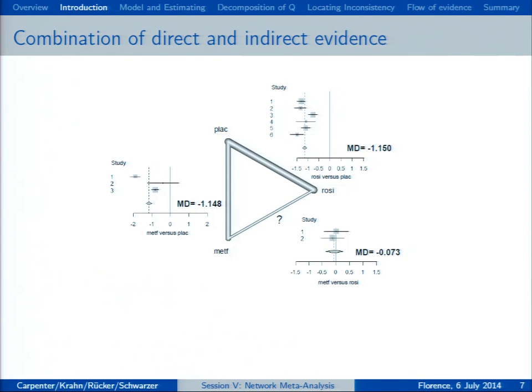If we have, in addition, direct evidence for this treatment comparison, METF and Rossi, here in the example we have 2 studies that compared these 2 treatments directly, we can combine this evidence: the indirect comparison and the direct comparison. Therefore, we can use the inverse variance weighting method we have seen before in classical meta-analysis. So the direct estimate and the indirect estimate can be aggregated, and also the variance of the network estimate can be calculated.